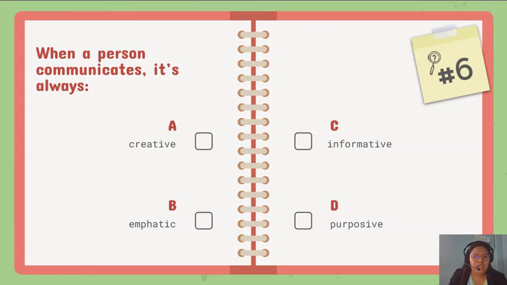For number 6, when a person communicates, it's always A. Creative, B. Emphatic, C. Informative, D. Purposive. The correct answer is D. A person might be creative or not in terms of delivery, emphatic or not in terms of intention, informative or not in terms of content, but always purposive when he or she intends to convey a message. All types of communication has a direction, objective, and purpose.